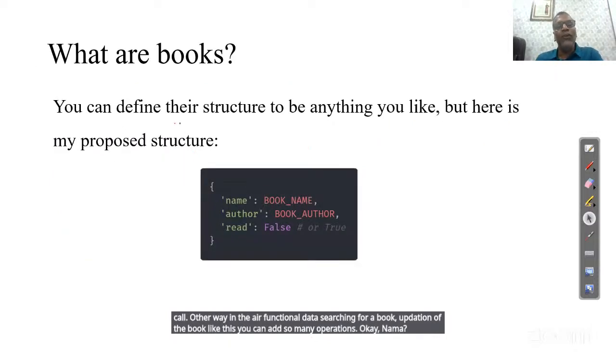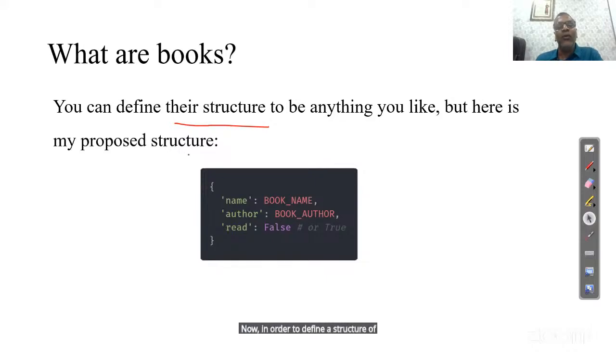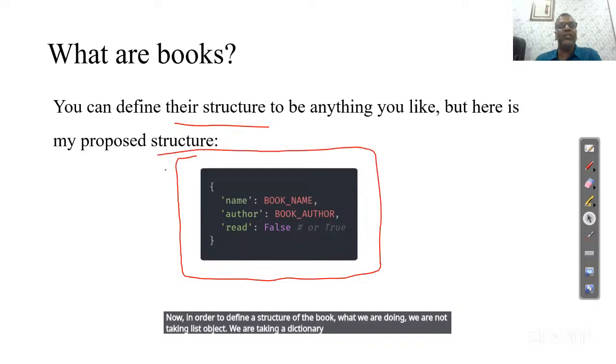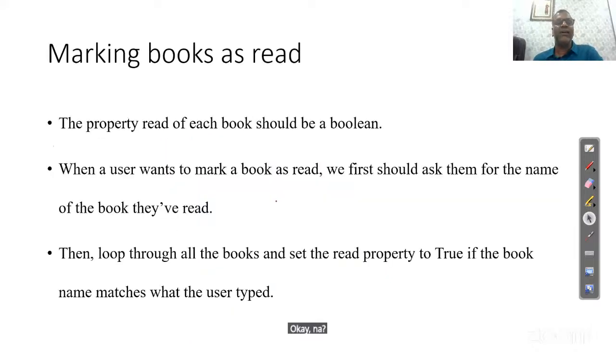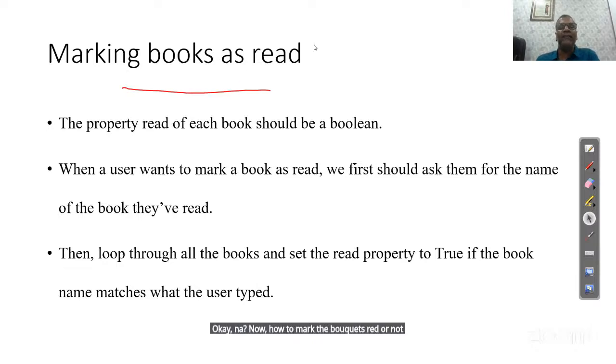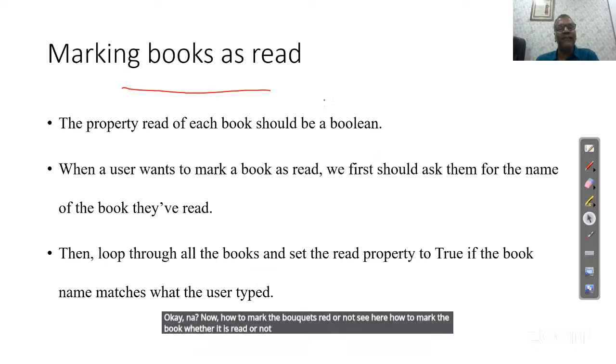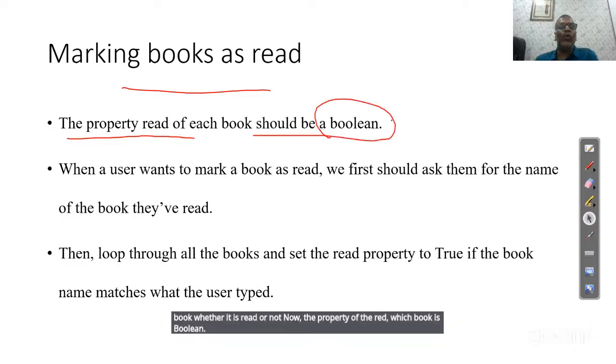Now, in order to define the structure of the book, we are not taking a list object. We are taking a dictionary. It consists of the book name and book author, and the third property is called read. First, initially, I took read as false. అర్థమైందా? బుక్ చదవలేదు కదా. ఓకేనా? తర్వాత now how to mark whether the book is read or not. See here, how to mark the book whether it is read or not. See here. Now, the read property of each book is Boolean. It can be true or false.